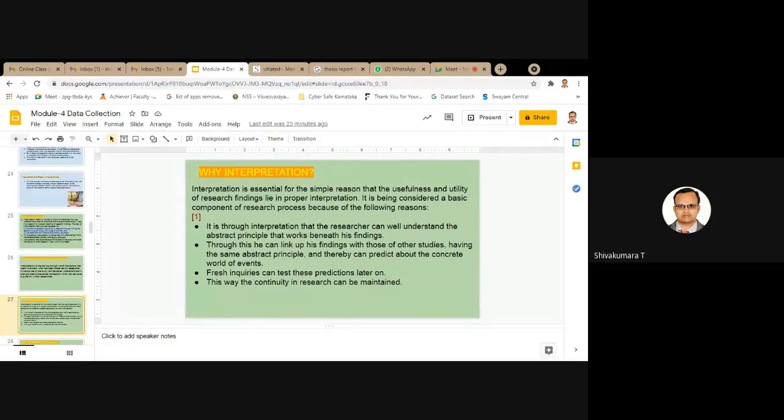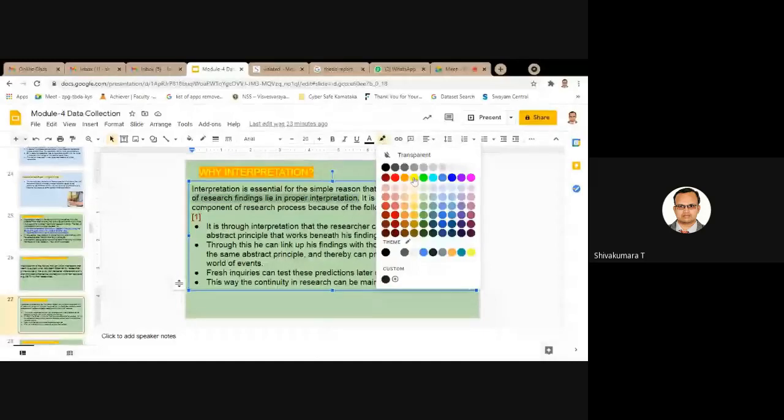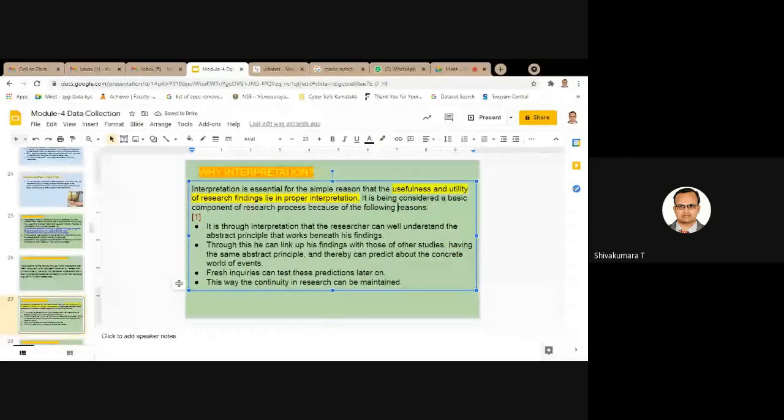So now we understood the meaning of interpretation. Now we are going to know about why interpretation. What is the requirement of interpretation in the research process? What is the reason? A very simple reason: the usefulness and utility of research findings lie in the proper interpretation. This is very interesting. Why is interpretation necessary? The simple reason is that usefulness and utility of research findings lie in the proper interpretation.